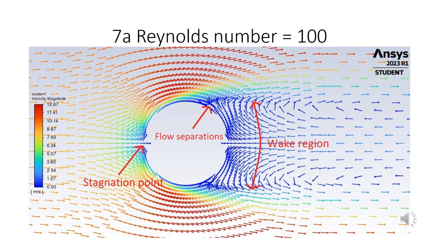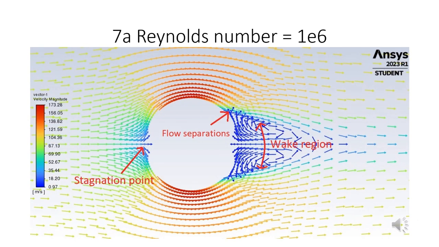For Reynolds number 100, the flow separation can be seen clearly, and the wake region started to form vortices and become turbulent. In the Reynolds number 1 million case, the flow separation occurs much later than the Reynolds number 100 case due to the highest Reynolds number, and the wake region is significantly smaller compared with the Reynolds number 100 case.